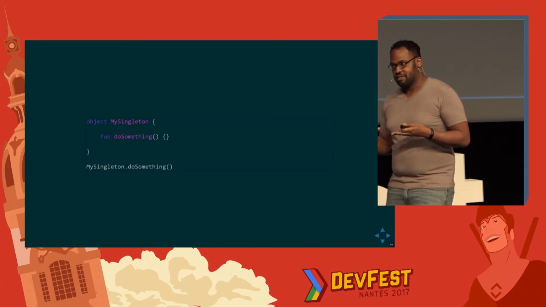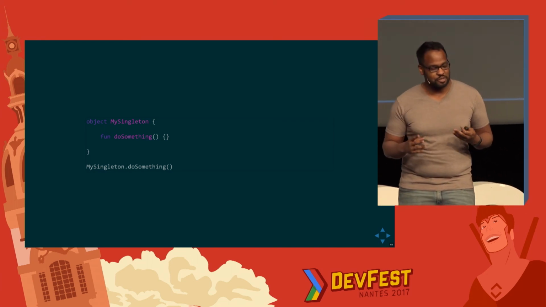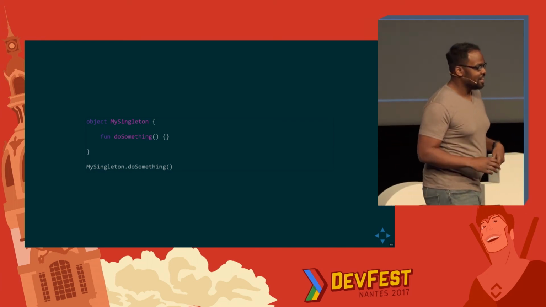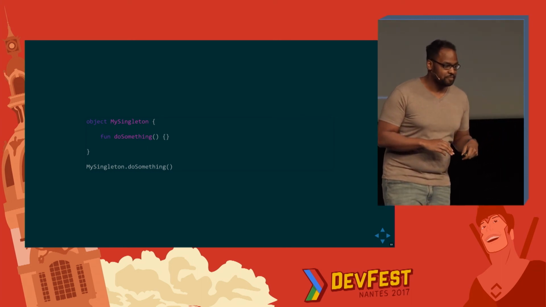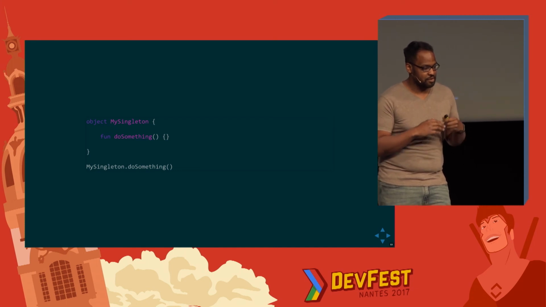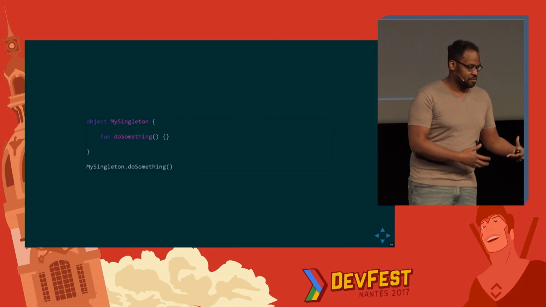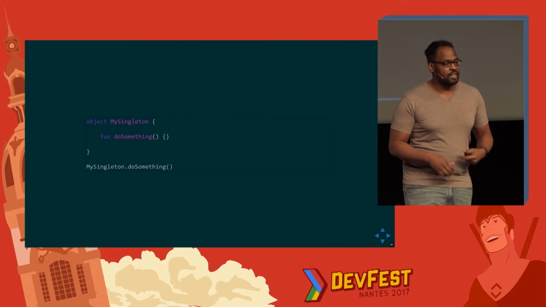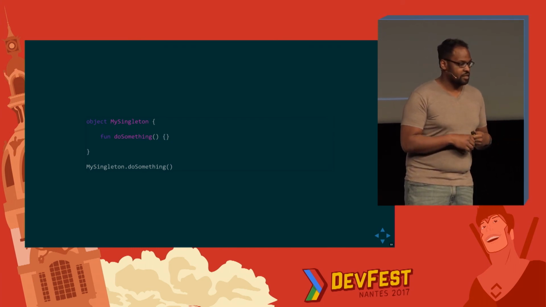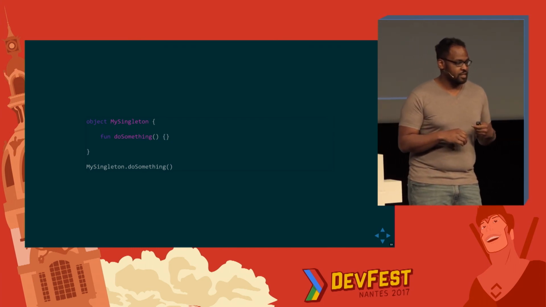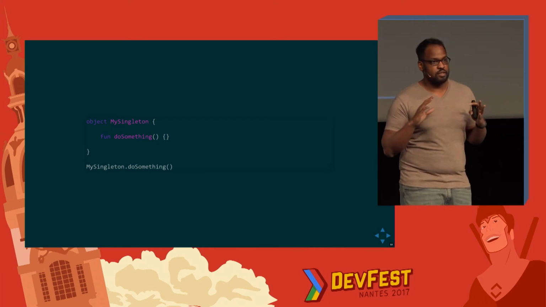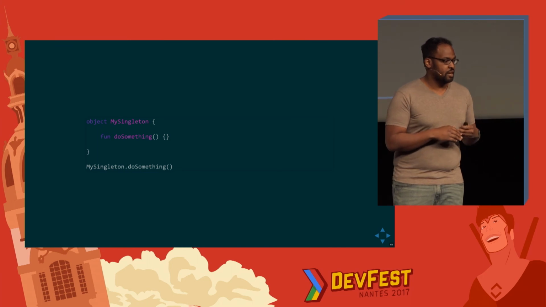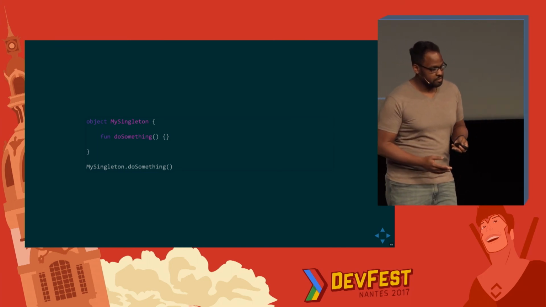Objects are things that cannot be instantiated. Once they're declared, they exist, and you can use them like any other class. They can extend from other classes. They can implement interfaces. They're all around awesome.